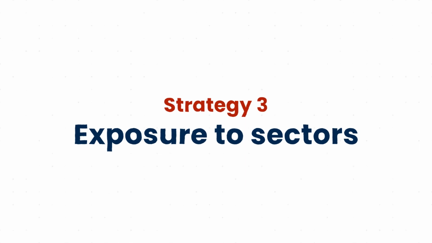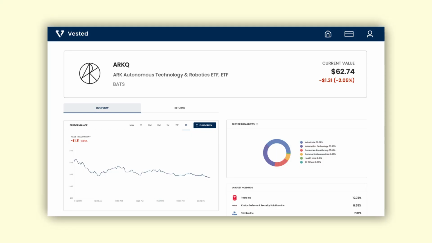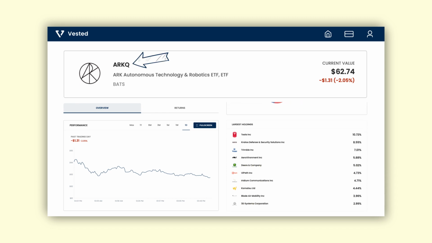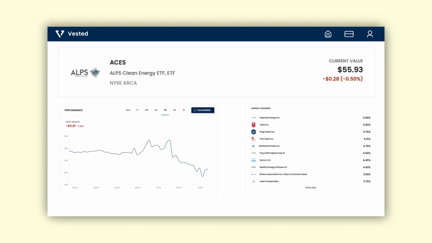Alright, the third strategy that we're going to look at is that ETFs allow you to get exposure to a sector which would otherwise have been very difficult to invest in. For example, if you want to get exposure to the technology and robotics sector in the US, you can look at an ETF called the ARK Autonomous Technology and Robotics ETF. Or if you want to invest in clean energy, you believe that renewable energy is the future, then you can look at an ETF called the ALPS Clean Energy ETF.